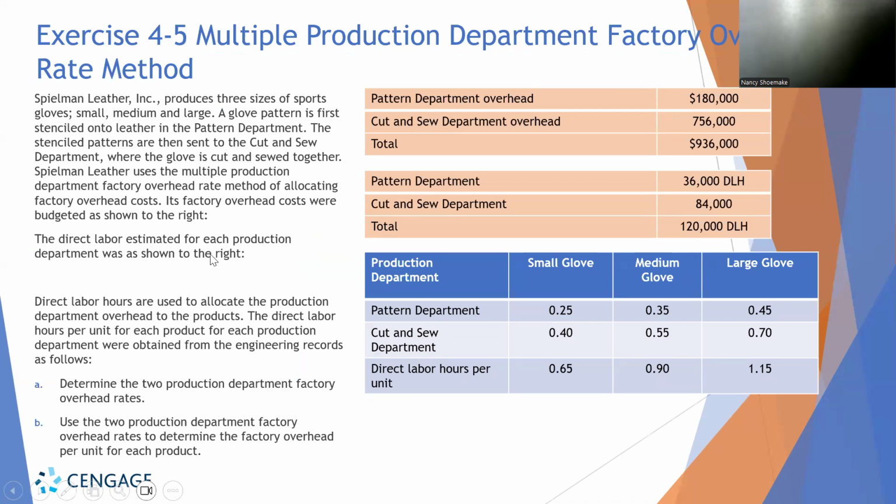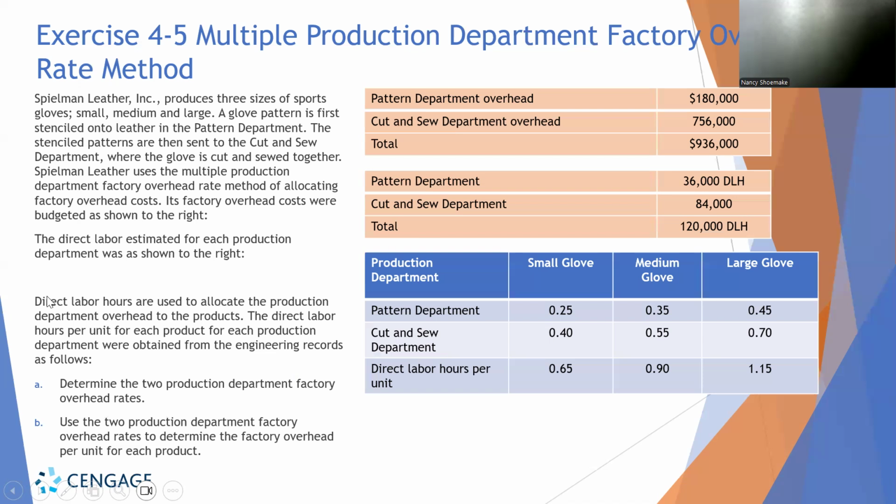Here, we won't go through a bunch of slides, but let's just look at this one. Spillman Leather produces 3 sizes of sports gloves: small, medium, and large. A glove pattern is first stenciled onto leather in the pattern department. The stenciled patterns are then sent to the cut and sew department, where the glove is cut and sewed together. Spillman Leather uses the multiple production department factory overhead rate method of allocating factory overhead costs. Its factory overhead costs were budgeted as shown to the right. So we have them budgeted here. The direct labor estimate for each production department is also shown to the right.